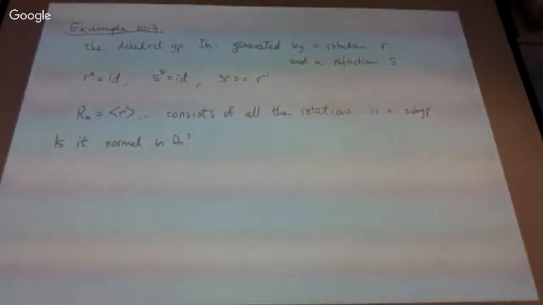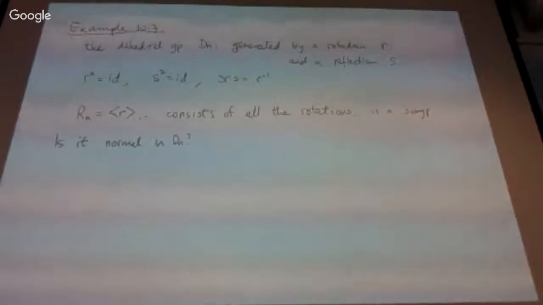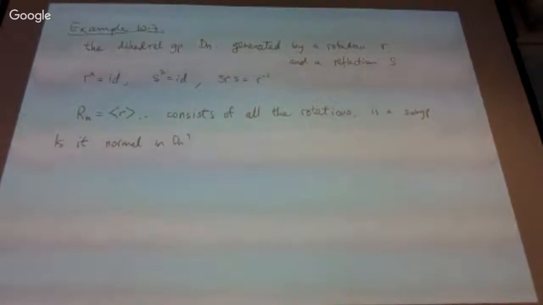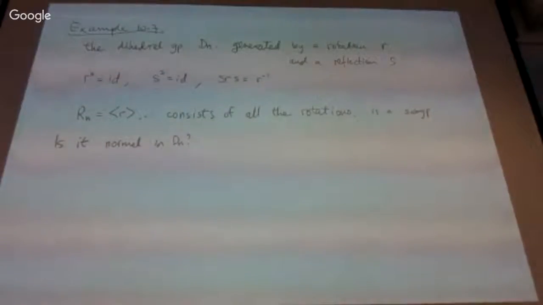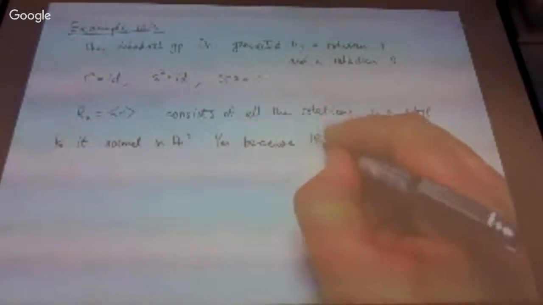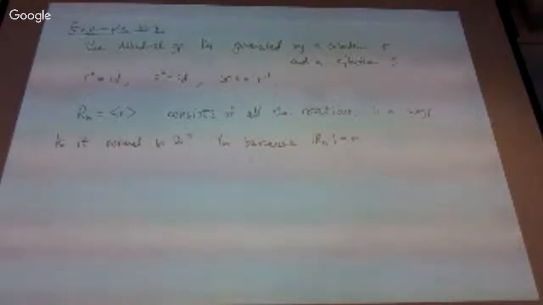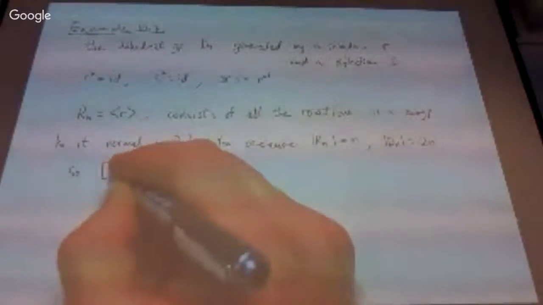Well, one way of showing that it's normal is to say the index is 2. The order of the subgroup generated by R is n: the identity and all the other n minus 1 rotations. The order of the dihedral group is 2n. So the index is 2.